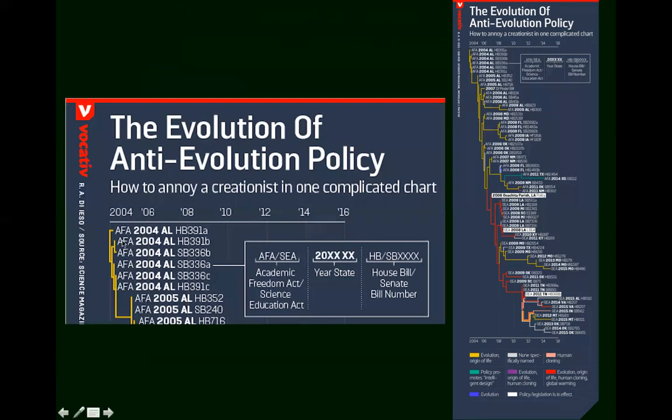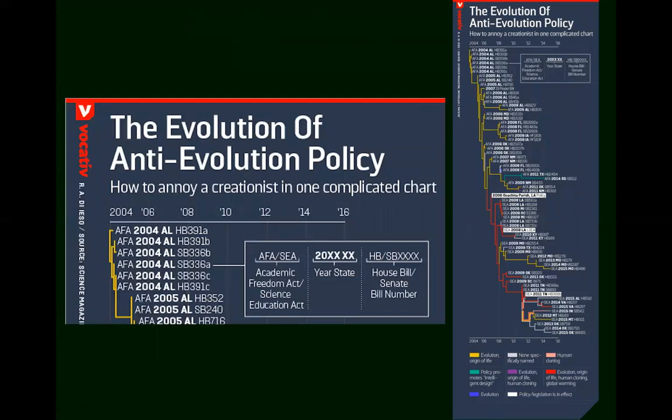So basically we have the anti-evolution bills by date and by state. They all started in Alabama in 2004, but it went on and on. They spread all around the country: New Mexico, Oklahoma, Louisiana, Mississippi, South Carolina, Montana, Tennessee. And then one actually did pass in Tennessee in 2011. And another one, a really watered down one, passed in Mississippi.